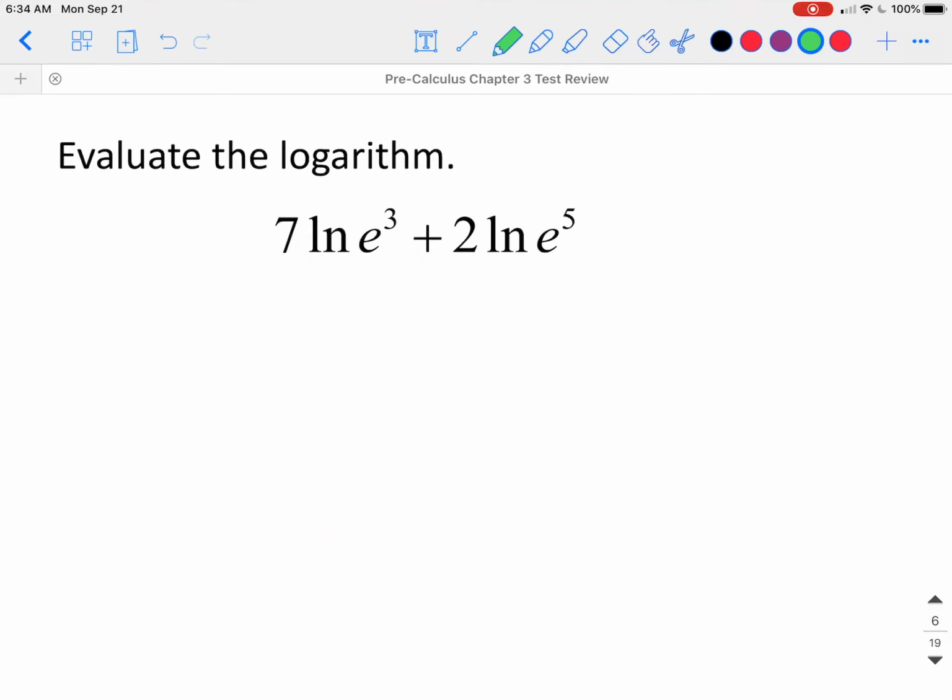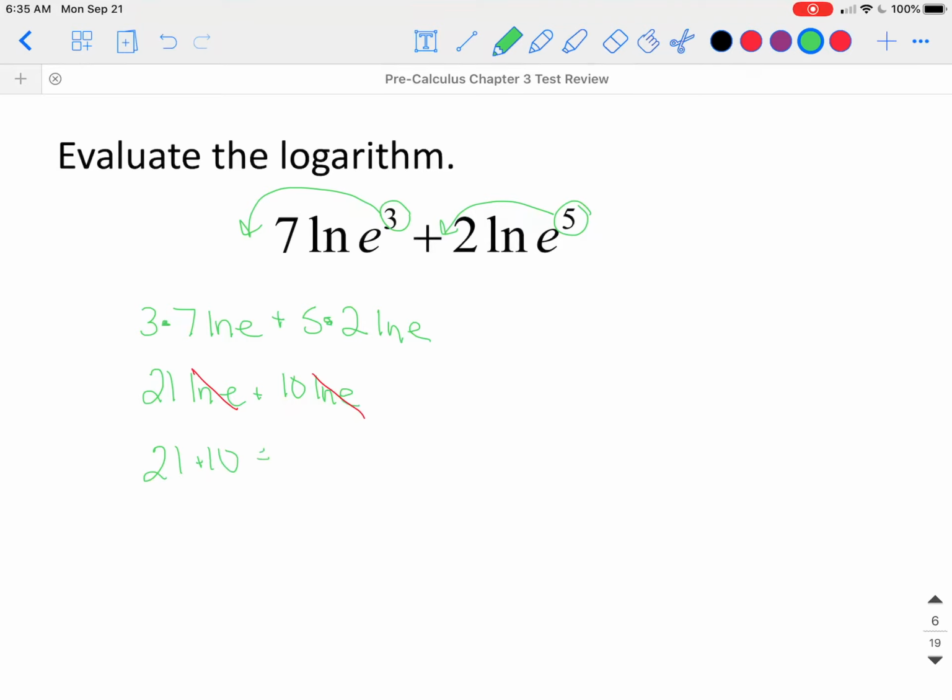We're going to evaluate the logarithm. Remember, if you have any exponents, you can bring them out front. So this is going to be 3 times 7 ln of e plus 5 times 2 ln of e. 3 times 7 gives me 21. 5 times 2 gives me 10. And ln of e just cancels each other out. So we're left with 21 plus 10, which is 31.